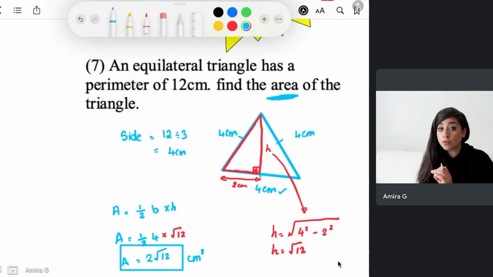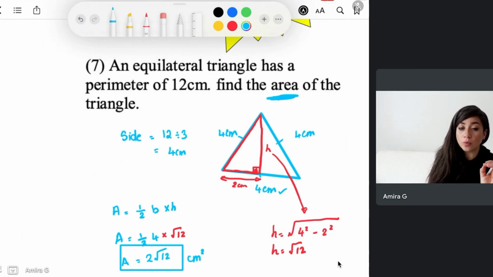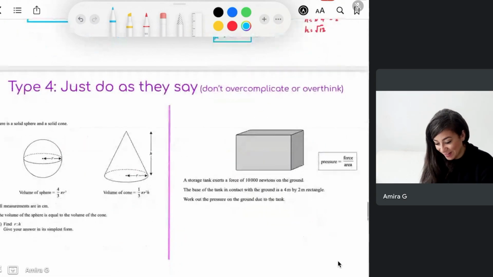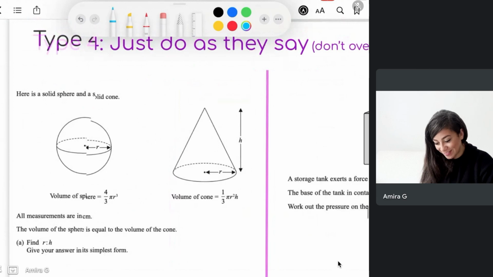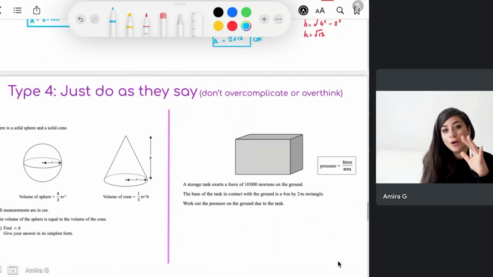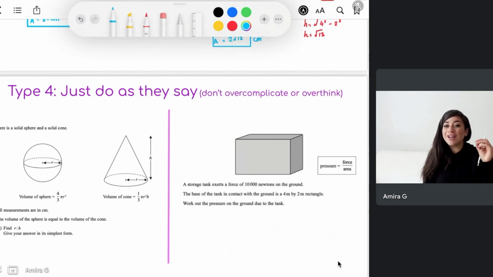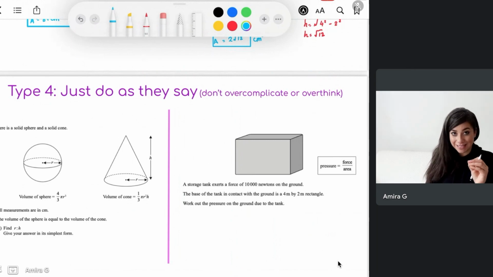So by drawing these out, you're already putting yourself at a higher advantage. Now let's get to these ones, these juicy ones over here. Type 4. When you see a really weird looking one where you're like, what? Don't overthink it. Maths is basic. Just do exactly what they tell you.